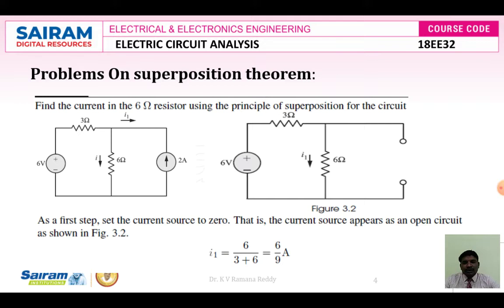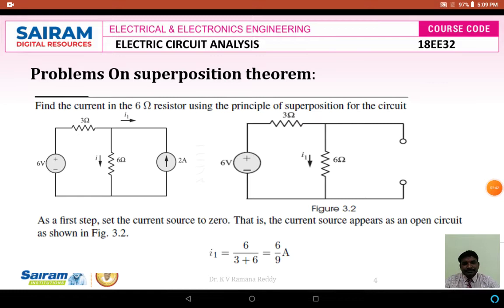Let us see a problem on the superposition theorem: find the current in the 6 ohm resistor using the principle of superposition for the circuit shown in the figure. So this is the circuit given to us. If we want to find the current in the 6 ohm resistor, where is it in this circuit? The 6 ohm resistor is located exactly at the boundary of the two loops.